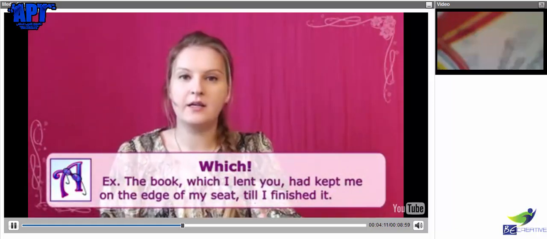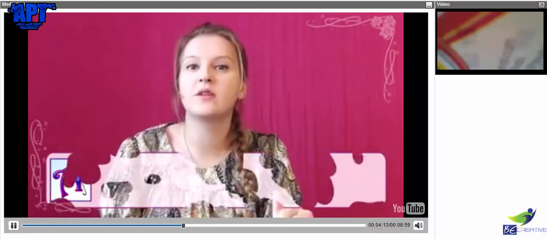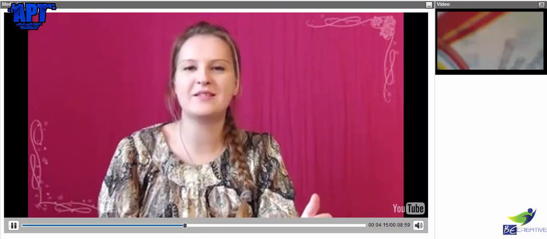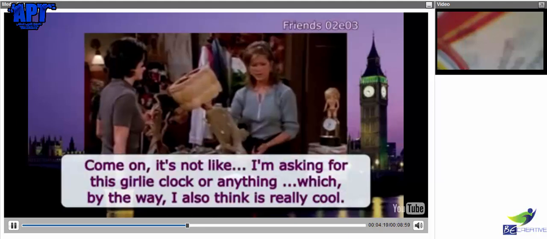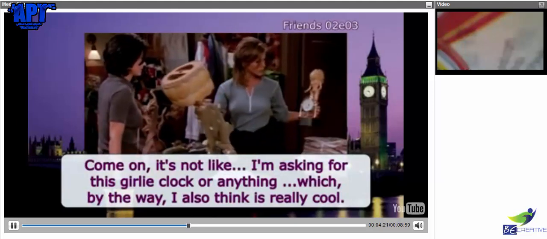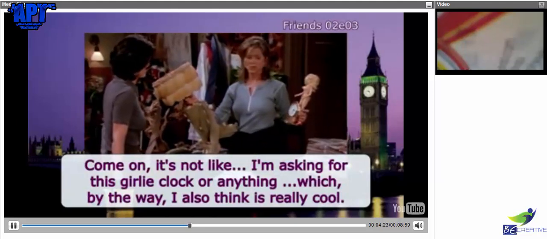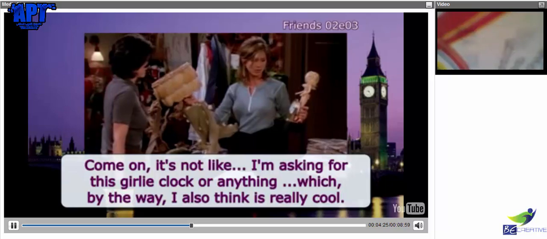So now, a couple of extra examples from the TV series. Regular lamps. What? Oh, come on. I mean, it's not like I'm asking for this girly clock or anything. Which, by the way, I also think is really cool.